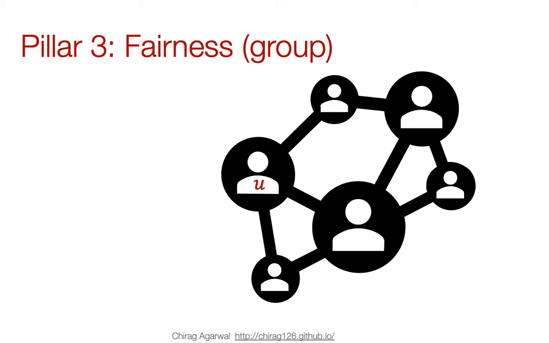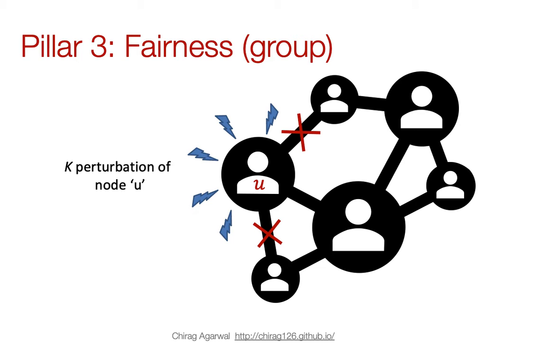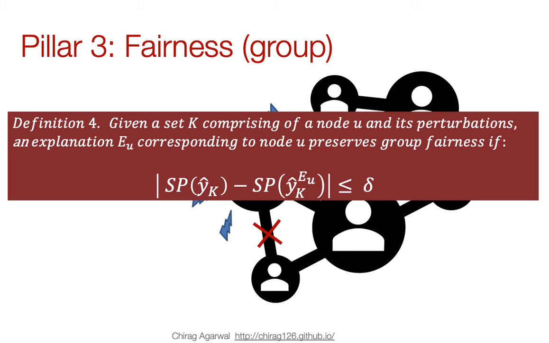With respect to group fairness, an explanation preserves group fairness if it accurately captures the statistical parity of the underlying model F in the local region around node U. Similar to the faithfulness property, we generate k perturbations in the local region around node U and define group fairness as follows: given a set K comprising of node U and its perturbations, an explanation EU for node U preserves group fairness if the difference between the statistical parity calculated using the predictions of the original node U and its perturbations and the statistical parity calculated using the explanation mask of node U is less than or equal to some infinitely small delta.